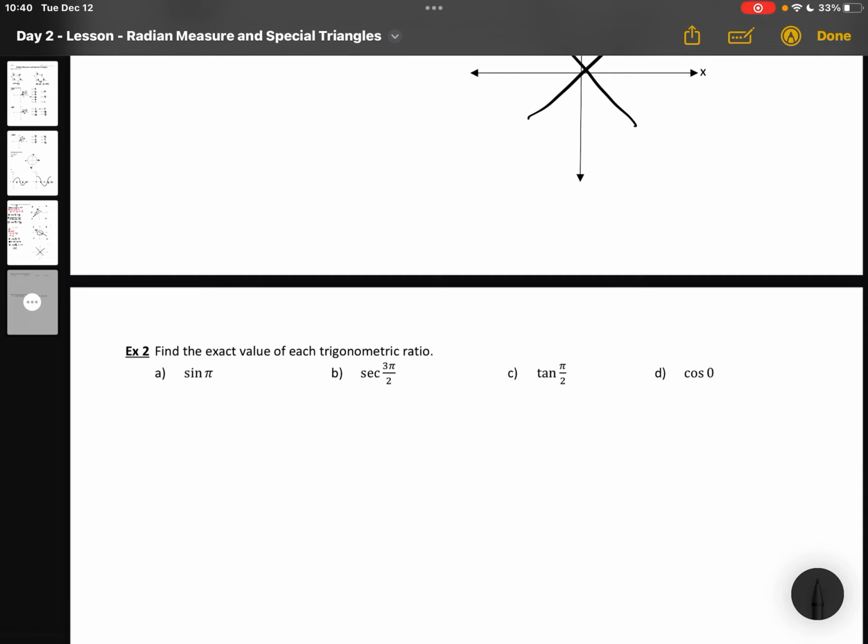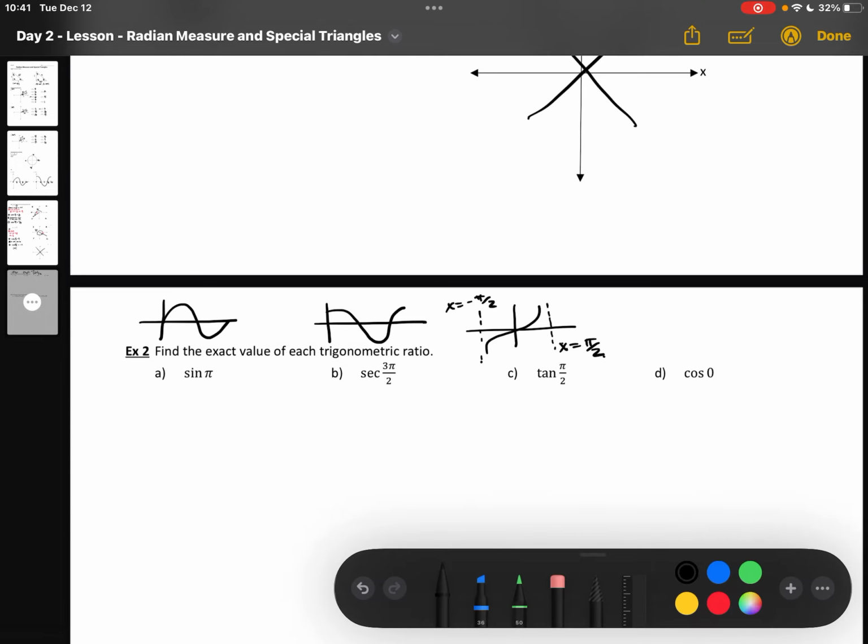Anytime I see exact values and they're numbers that are pi or pi over 2 or 2 pi, I do always like to draw little sketches of the sine graph, a sketch of the cosine graph, and in this one we're also going to need a sketch of the tan graph, and that just helps me to see the features so I can figure out which one I'm looking for. So these are at x equals pi over 2 here, these asymptotes, and x equals minus pi over 2. So we're looking for the exact value of each trig ratio.